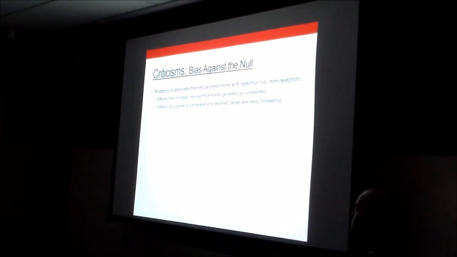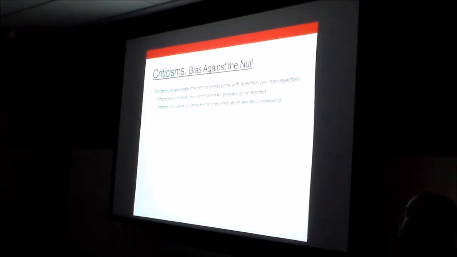So the last criticism that Cohen talks about is bias against the null. We tend to associate predictions with rejection, with reason, right? Anytime we predict the null, I don't know what you do with that, because predicting the null just says, I don't know, there might be a difference or there might not. We can pretend that predicting the null means there is no effect, but you can't actually do that. We're never saying that there's no effect. We're just saying that whatever effect may be there is too small to be important.